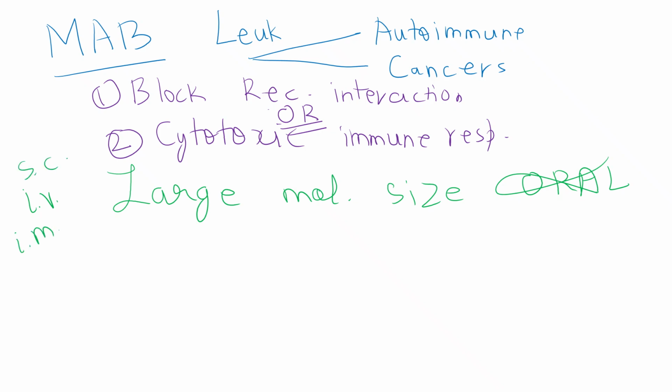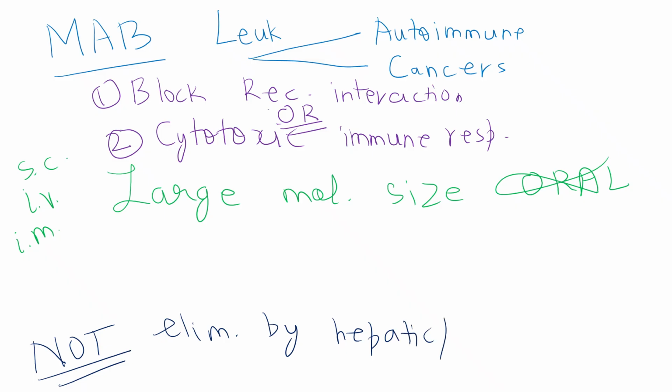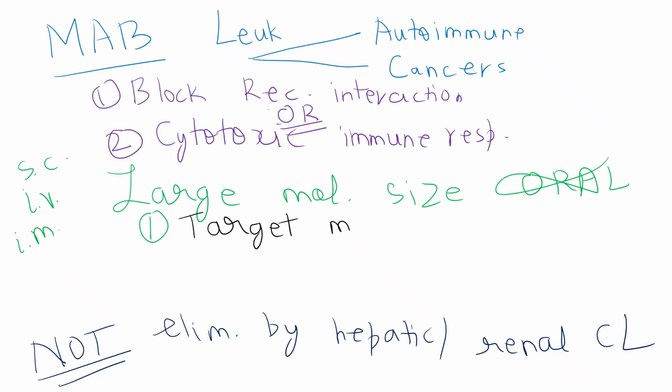intramuscular route. Unlike most other drugs, and now this is extremely important, they are not eliminated by hepatic or renal clearance. This is what we know. They are eliminated in two primary ways. Number one is target mediated drug clearance.